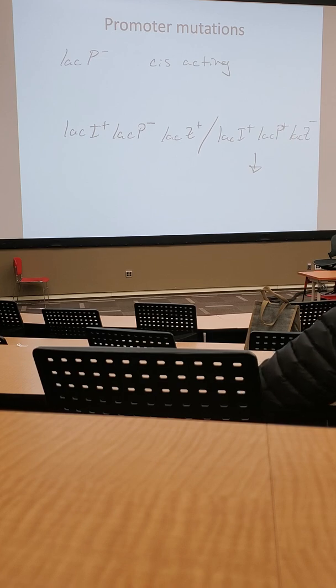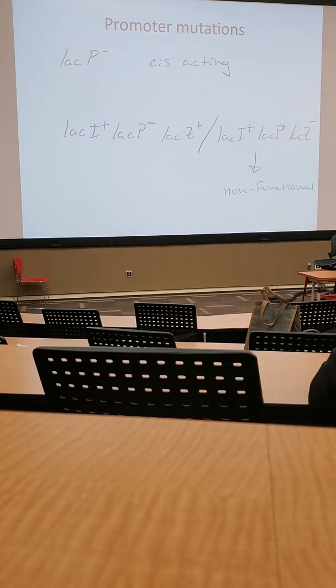Yeah, non-functional. The promoter is wild type. RNA polymerase and the presence of lactose will come, right? The regulator will be gone. RNA polymerase will come. It's going to transcribe this gene, but it's going to produce non-functional beta-galactosidase. What about on the left-hand side?